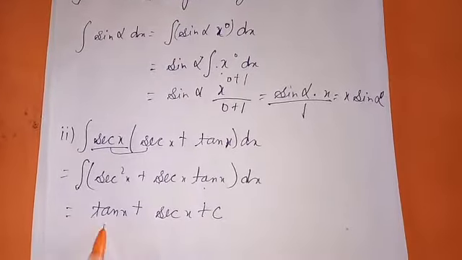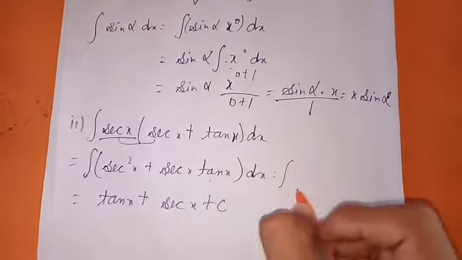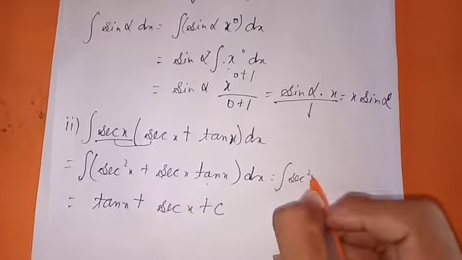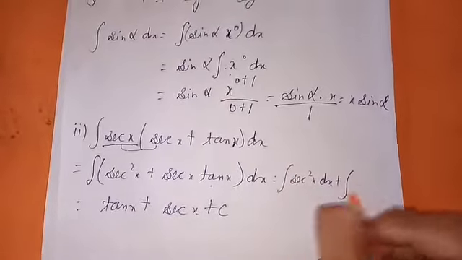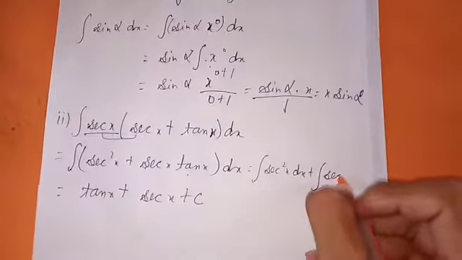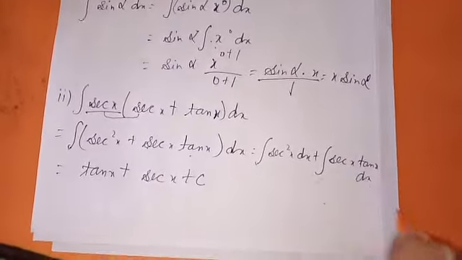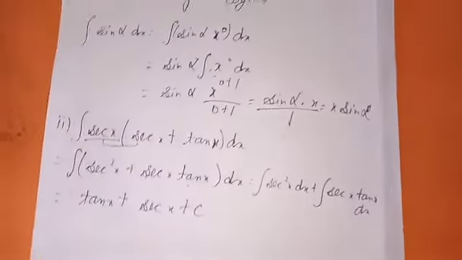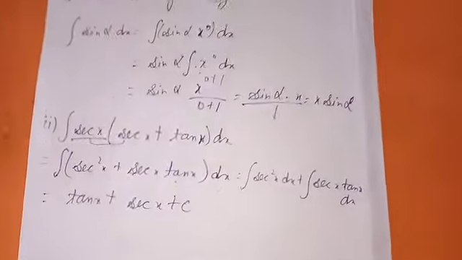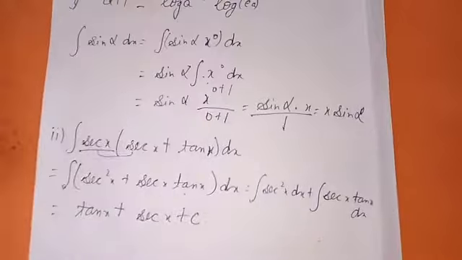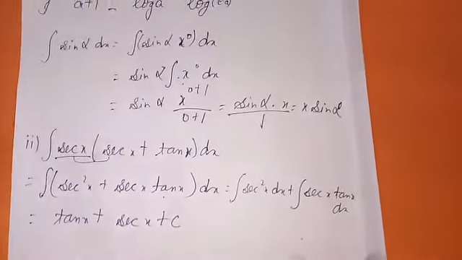Okay, or before writing this you can write this as the integration of secant square x dx plus the integration of secant x tangent x dx. Then we can write this. Okay, now one more topic is there, that is given on page number 10 after example number 7.